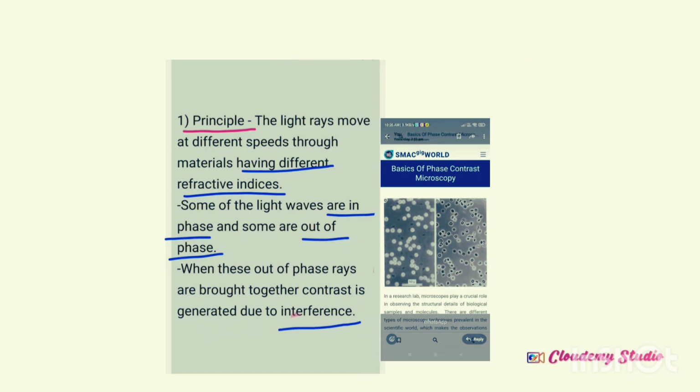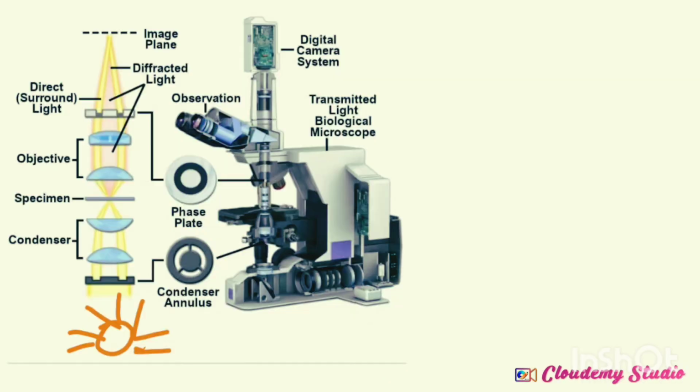So what is the principle of this phase contrast microscopy? When we see a sample in phase contrast microscopy, the different portions and different parts of the sample will have different refractive indices. Because of these different refractive indices, the light waves move at different speeds. That's why some of the light waves are in phase and some of the light waves are out of phase, and when the out of phase rays are brought together, contrast is generated in the image due to the phenomenon of interference. That is the principle of phase contrast microscopy.